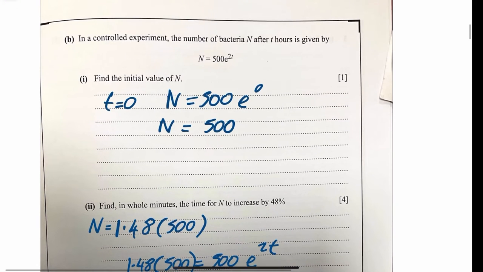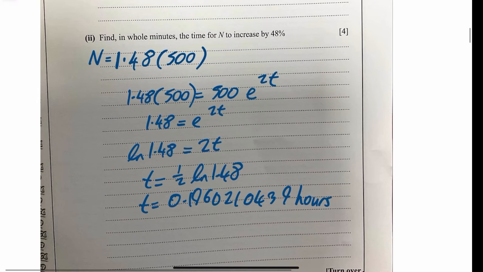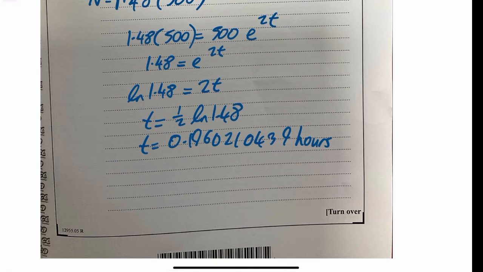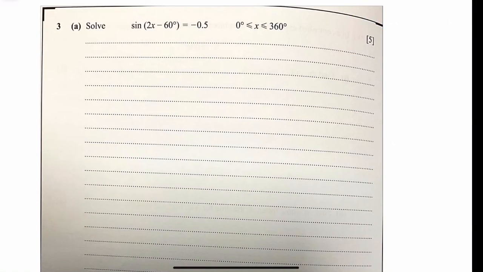I've just given you all the decimal places from the calculator. This was in hours, and the question asked me to find in whole minutes the time for this to increase by 48%. So multiply that by 60 to get your time in minutes. So that's going to be 11.76126263. So it's going to take whole minutes. Your answer is going to be 12 whole minutes. Done.